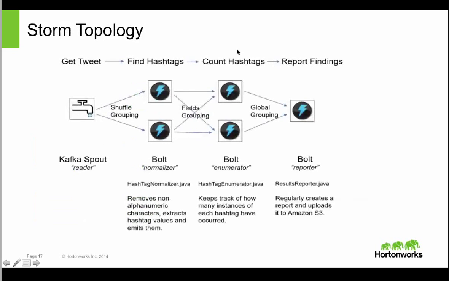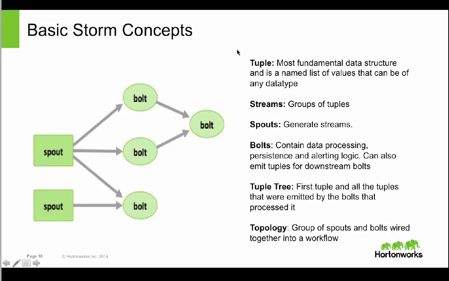Within a topology, you have spouts. Spouts emit a stream of tuples. They're basically a wrapper around some streaming data source. So an example of a streaming data source could be a Kafka queue, a JMS topic or queue, the Twitter firehose, what have you.